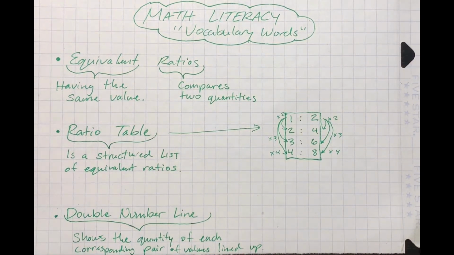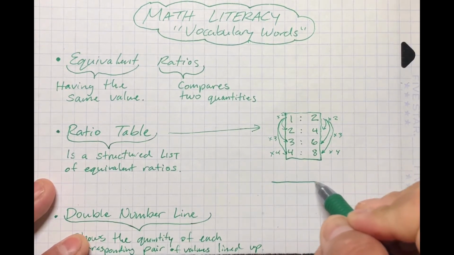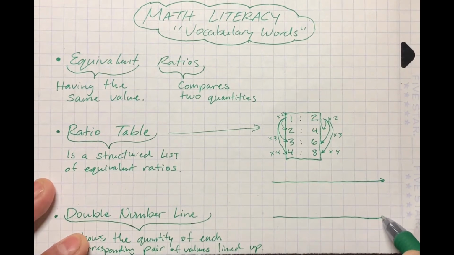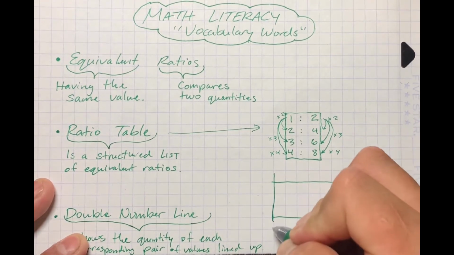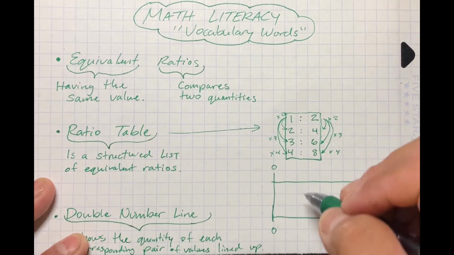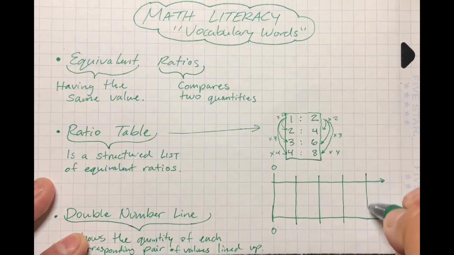Now for a double number line. A double number line basically shows the quantity of each corresponding pair of values that line up. Again, it's just another way of saying we're doing a ratio table. So a double number line kind of looks like this. That's kind of like the x-axis there, but you have two corresponding x-axes. Now, let's say that this is 0. Both of these are 0, 0. And then you're going to have a value here, a value there, a value here, and a value there.